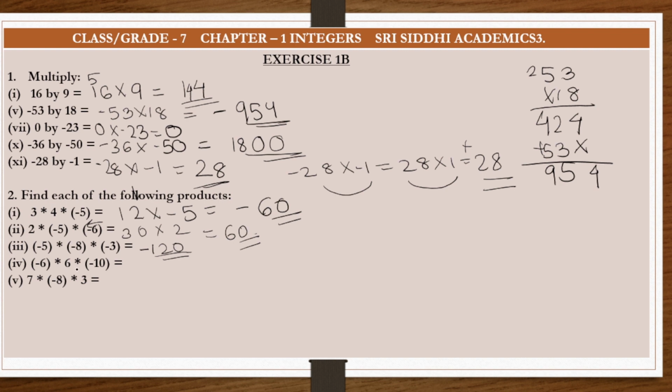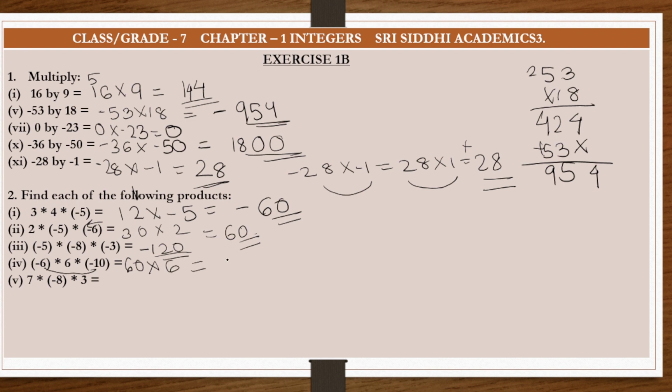Minus 6 into minus 6 into 6 into minus 10. Here also you can interchange, means you can multiply the minus 6 which is written on the extreme left to the extreme right minus 10. If you multiply two same sign integers, answer will be 60. And then you multiply the in between 6. This also you can do.